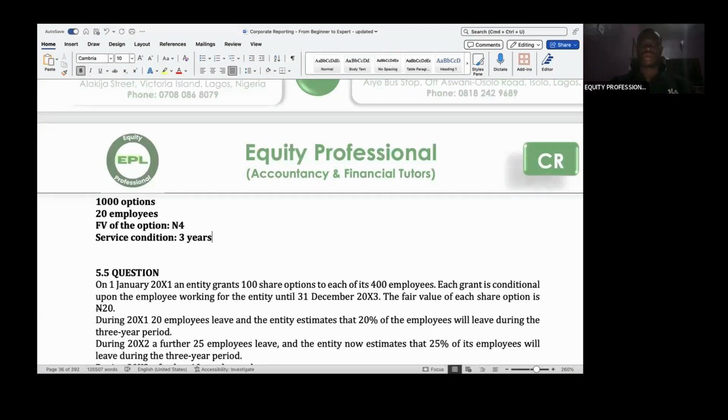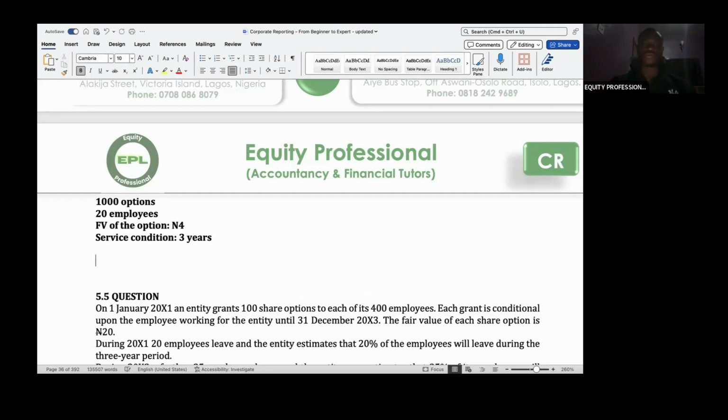So how do we then recognize this in each year? Every year, how much are we going to be recognizing? I told you last week that IFRS 2 said that the amount we recognize every year should be based on the best estimate of the number of employees that will vest. We took our time to sort that out, and that was where we ended the class last week. So let me quickly review it again before we start solving questions.